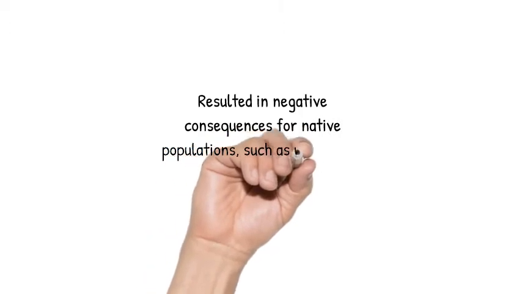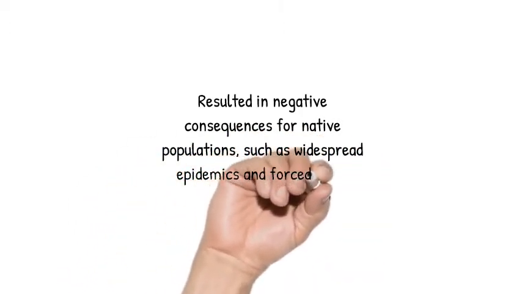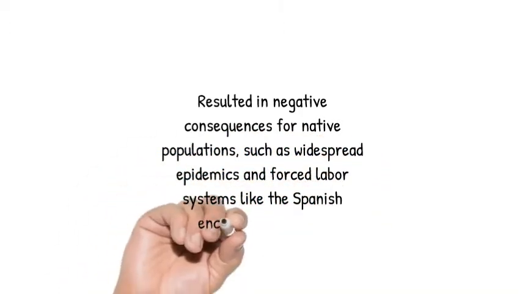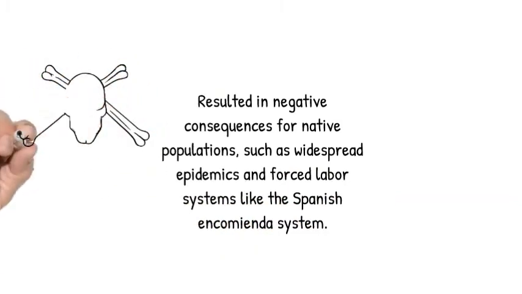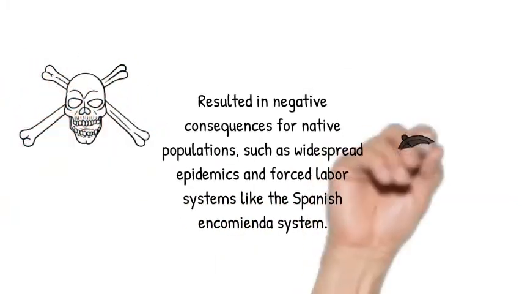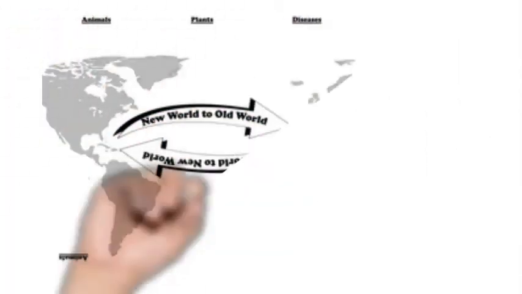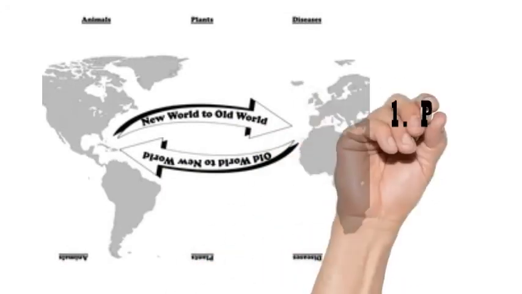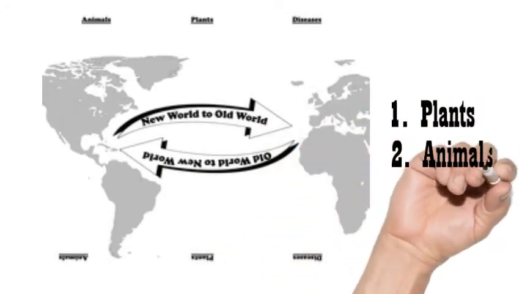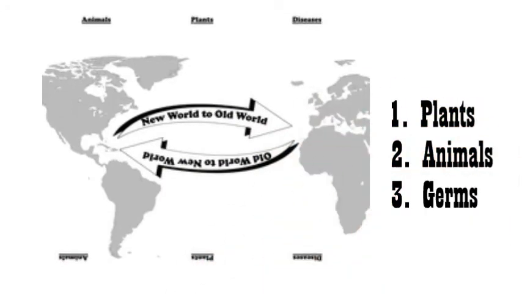It's going to result in large-scale epidemics, as well as forced labor systems like the Spanish encomienda system, where Spanish conquistadors enslaved Native Americans. Probably the largest effect of European exploration is going to be the Columbian Exchange, an exchange of plants, animals, and germs between the 2 sides of the world.